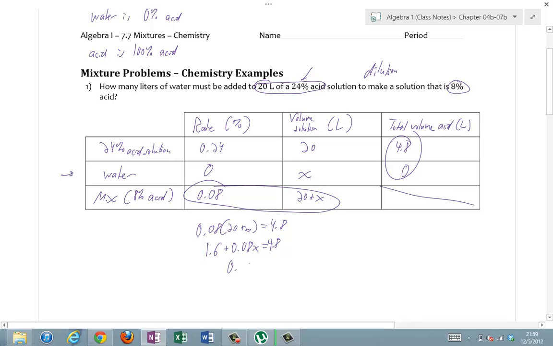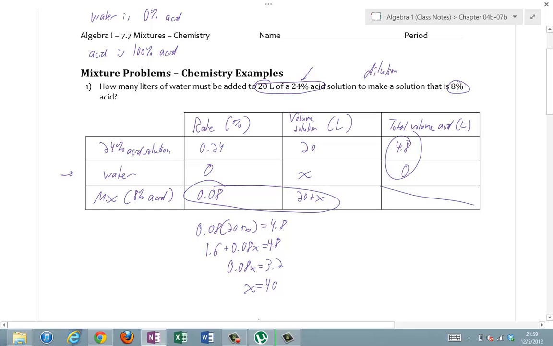Subtract 1.6 and I get 0.08x is equal to 3.2. And finally, I could do this in my head, and I should do this in my head, 400. Let me just make sure, 3.2 over 0.08. Sorry, 40. I suck.